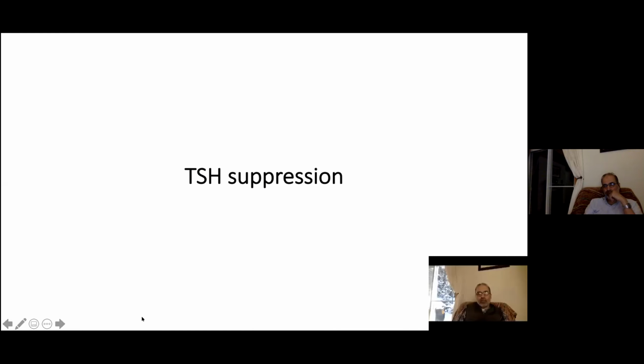the role of TSH suppression therapy. Now, TSH suppression therapy is important because your thyroid cancer is driven by TSH. So if you have a high-risk cancer and your TSH is high, that will lead to stimulation of thyroid cancer cells. So we suppress TSH to reduce the risk of recurrence.